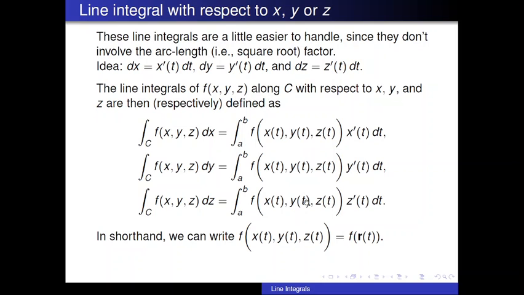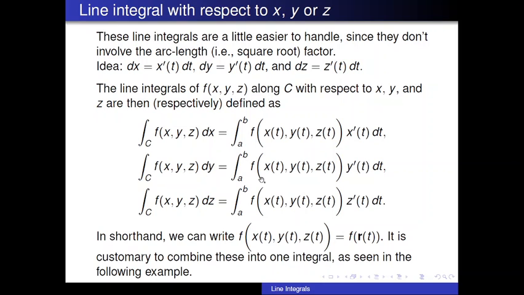Okay, and oftentimes they like to give us examples where they just combine a bunch of these at once. So they give us some function times dx plus some function times dy plus some other function times dz, and they ask us to just do it all at once. And that's completely doable, as we'll see in the next example.